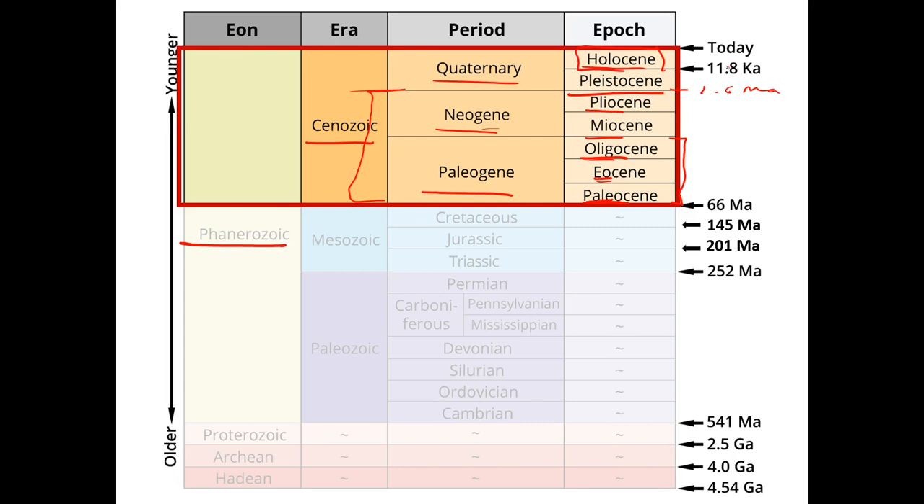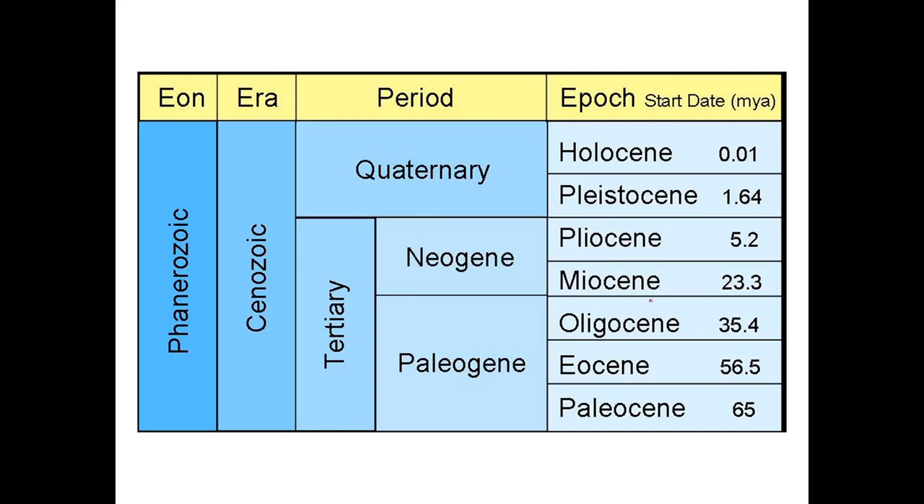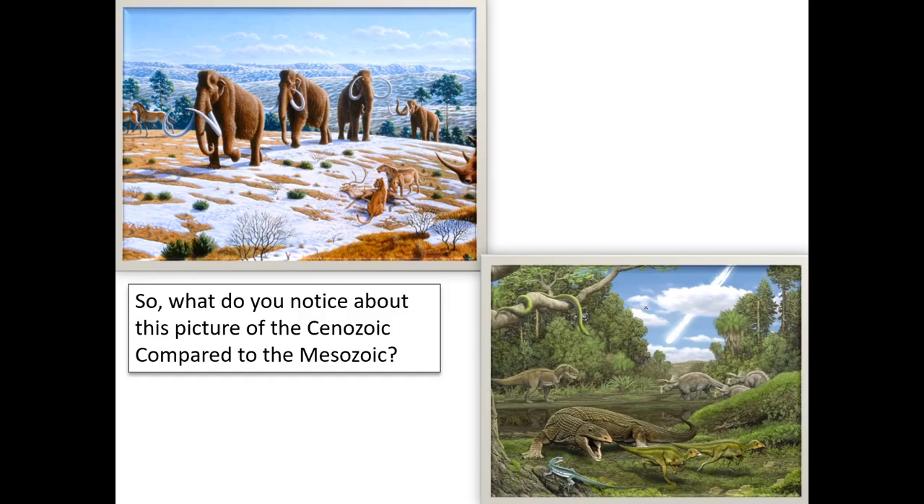The Holocene is today. It only started 11,000 or 12,000 years ago. The Pleistocene started 1.6 million years ago, and that's basically the time of the ice ages. So that's kind of our outlook for today. There you go: Paleocene, Eocene, Oligocene, Miocene, Pliocene, Pleistocene, Holocene. That's how it goes.